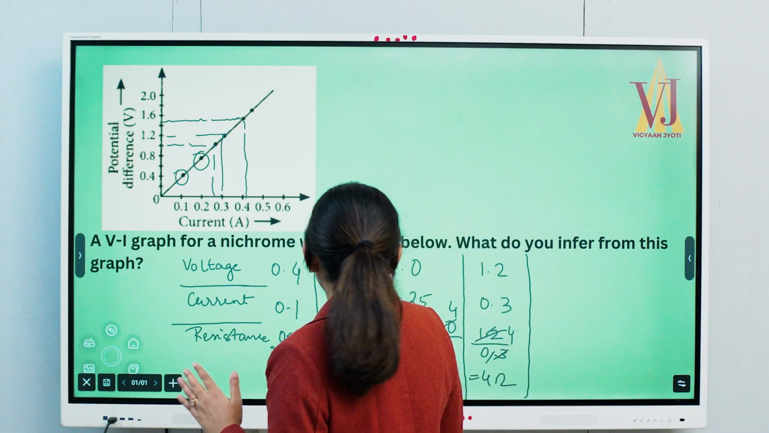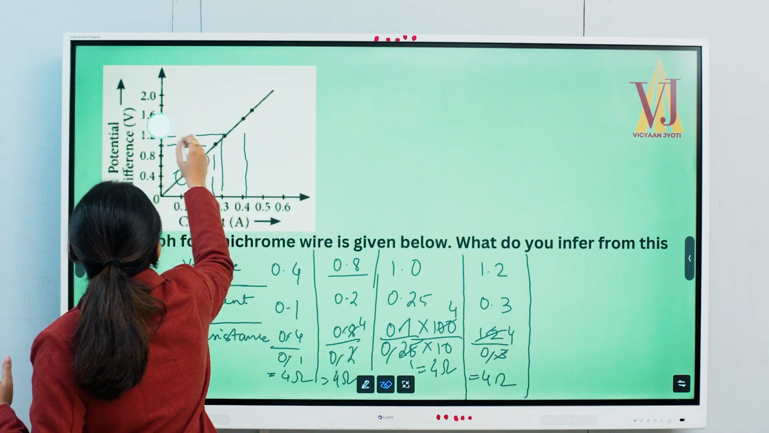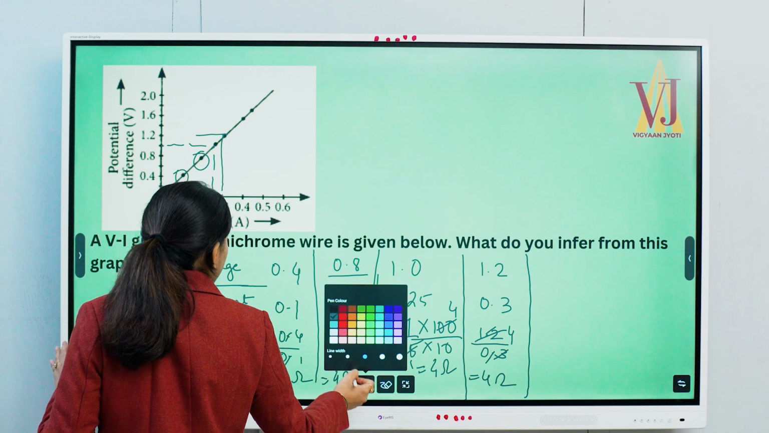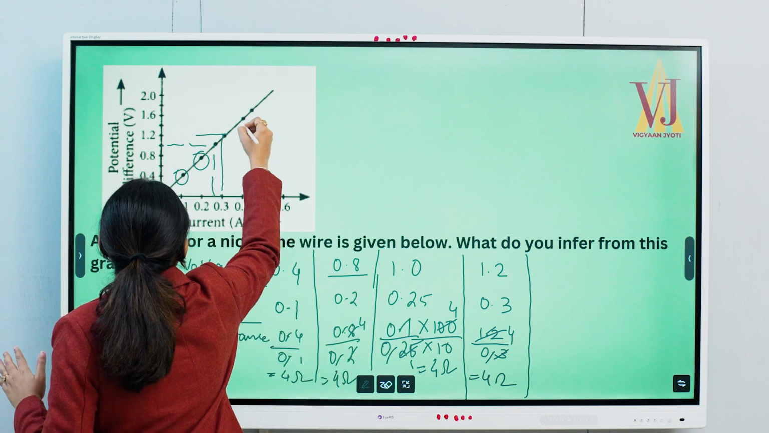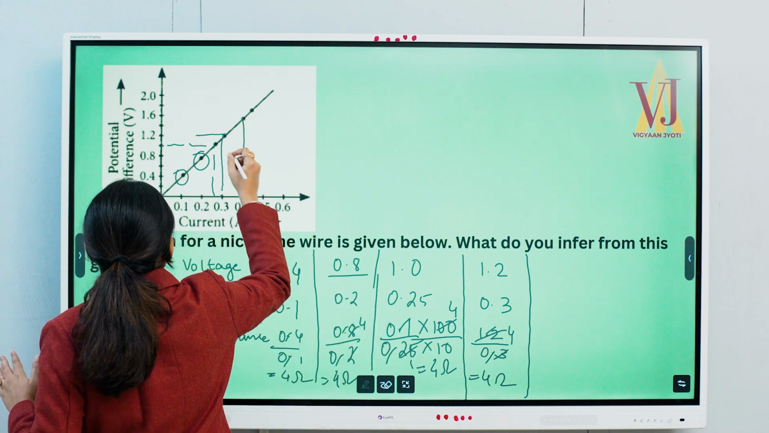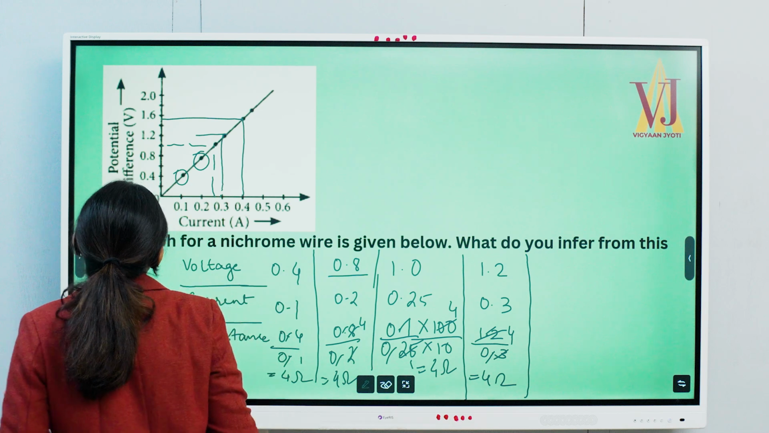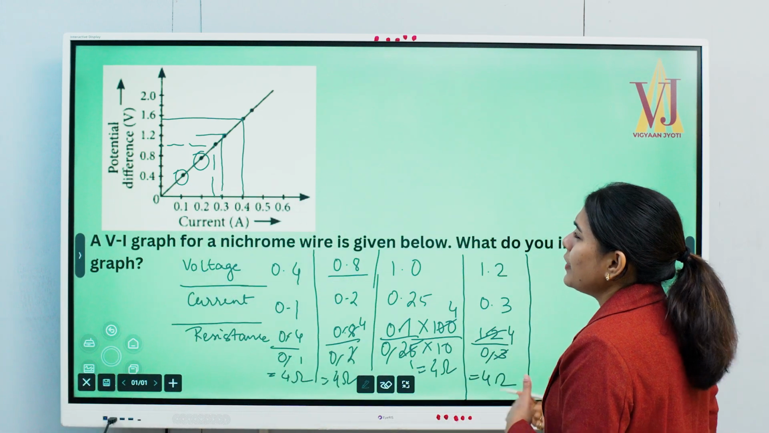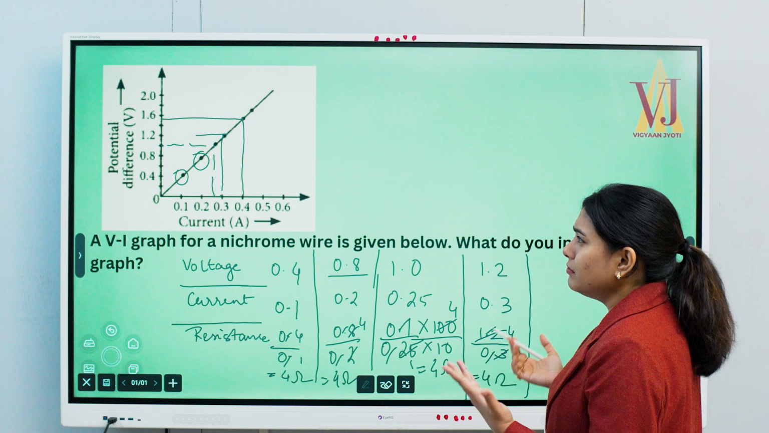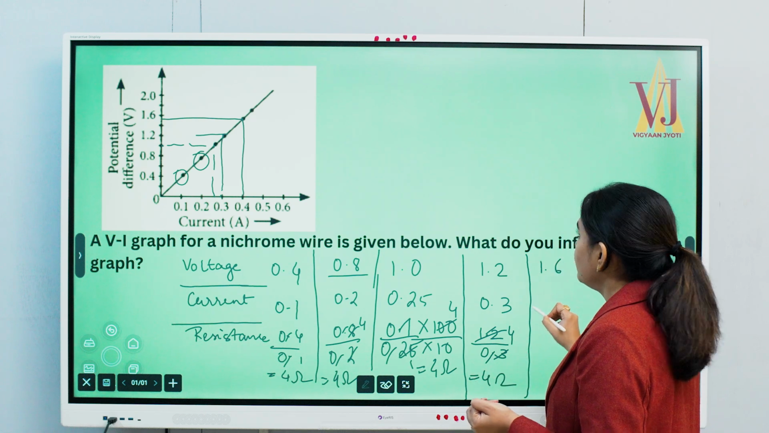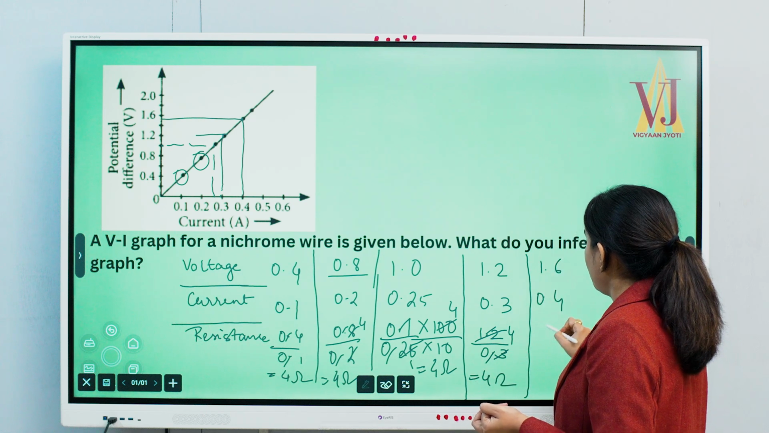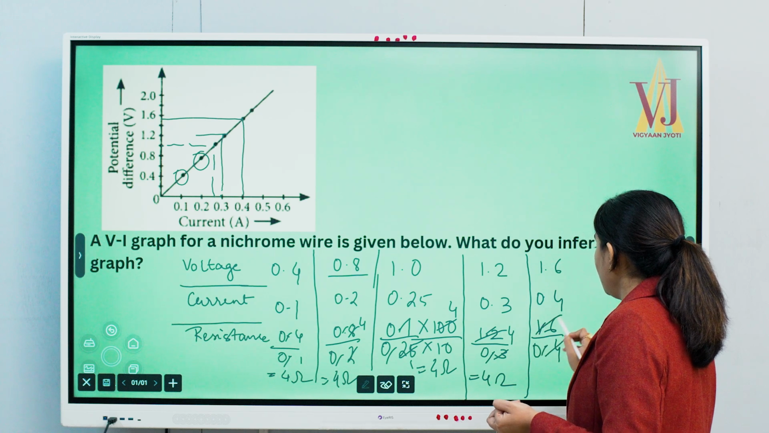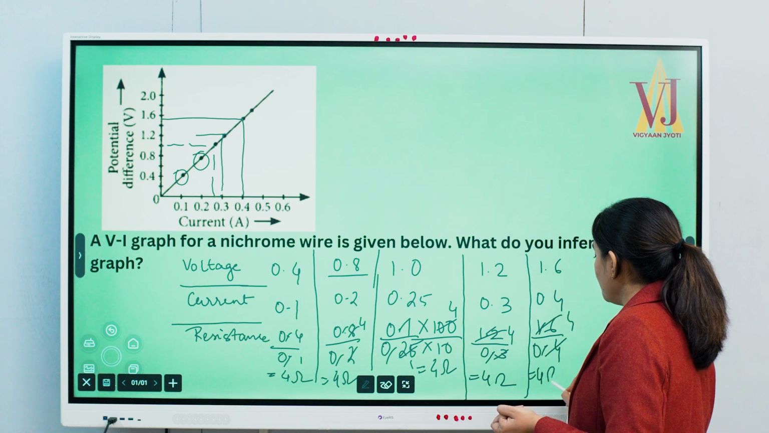Wait, I'll just pull it once again here, not like this. So 0.4 and, it's almost 1.6, but anyway, let me consider it as 1.6 only, better. 0.4, so 1.6 divided by 0.4. Again, the same story. It will be my 4 ohms.